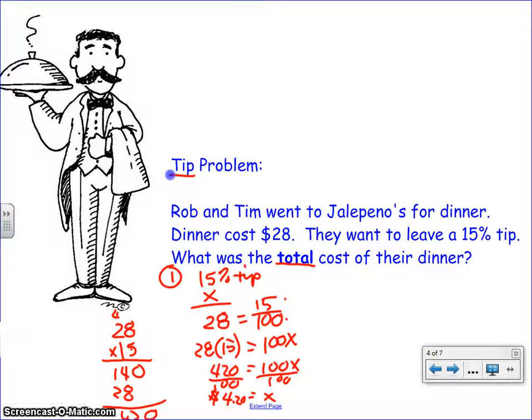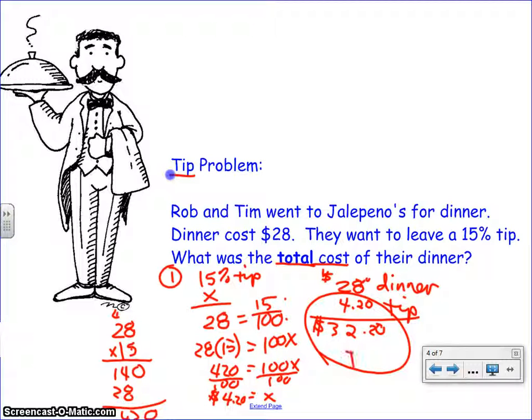But the question was, what was the total cost of their dinner? Well, the dinner was $28, right? And the tip we'd have to add on to that was $4.20. You add those two together, and you get 8 and 4 is 12, carry your 1, $32.20. This was the total cost of their dinner.